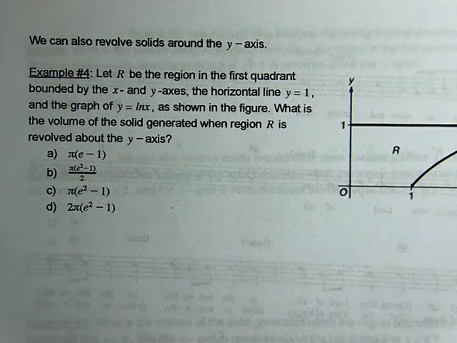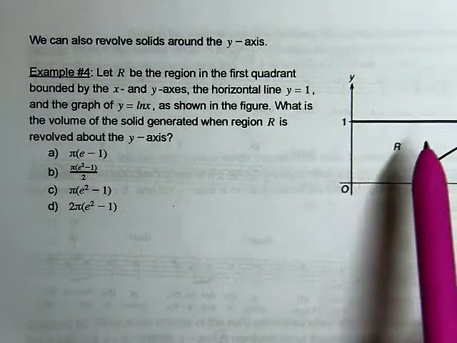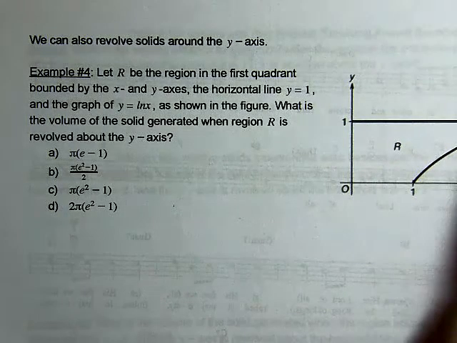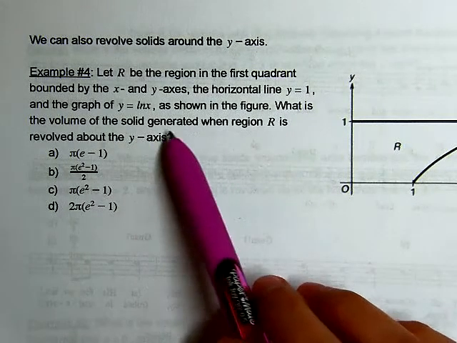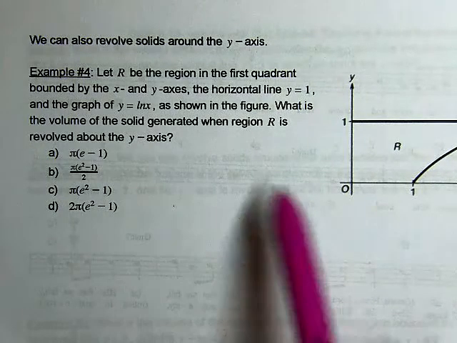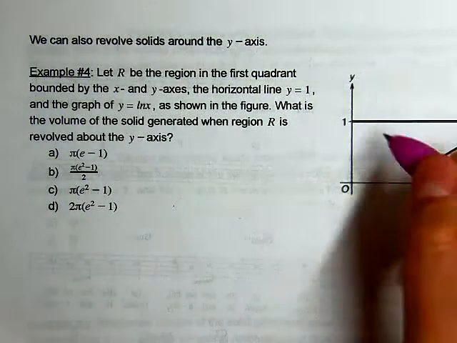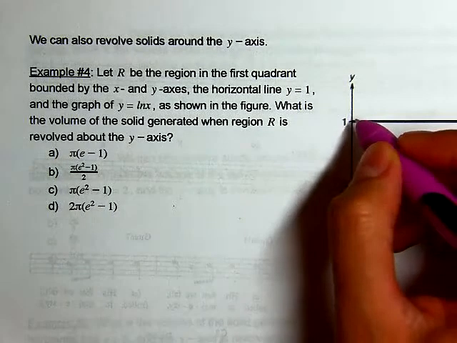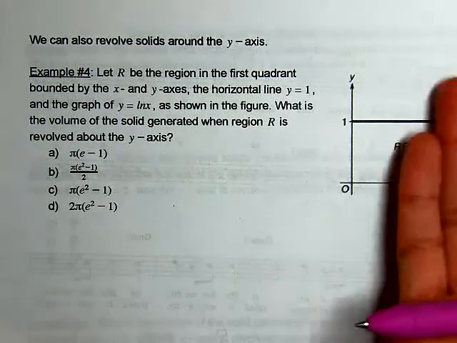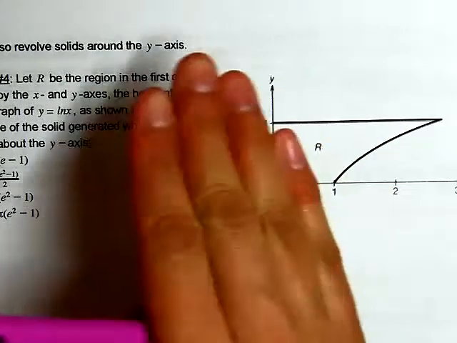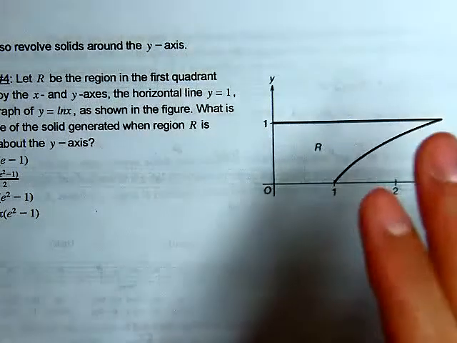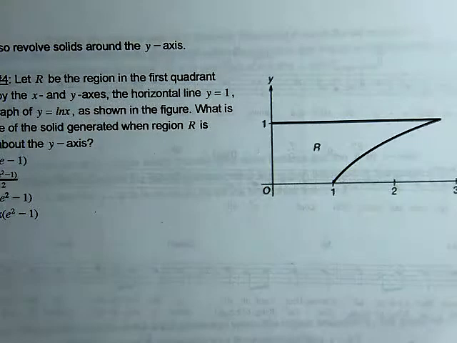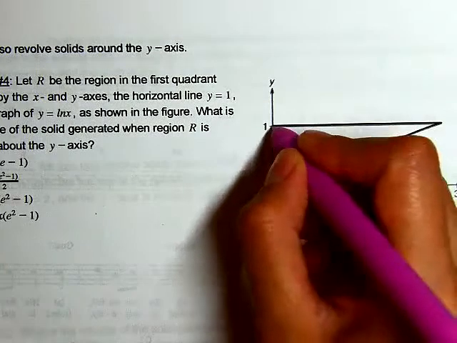So that's a little visualization of what's happening, and now we can revolve solids around the y-axis instead of the x-axis. So here we have an example bounded by the horizontal line y equals 1, the graph of natural log of x as shown in the figure. What is the volume of the solid generated when region R is revolved around the y-axis? So by the way, they could use rotation or revolve. So if you imagine taking this and rotating it around the y-axis, sorry, I believe earlier I said x-axis, y-axis, you would have something like this.